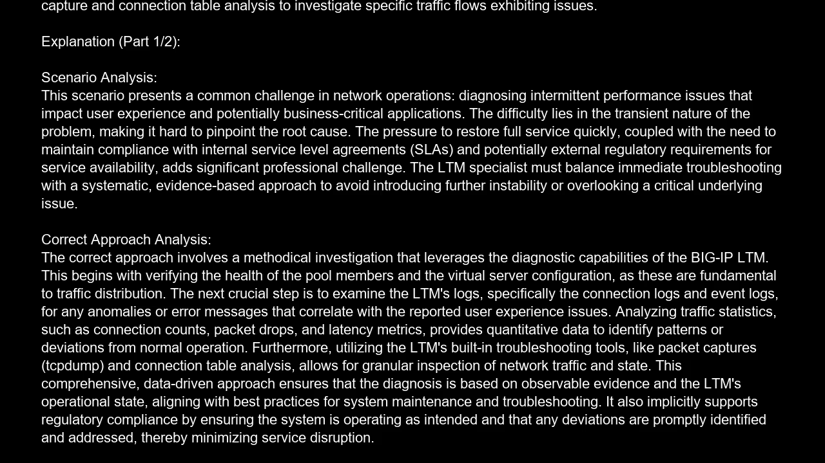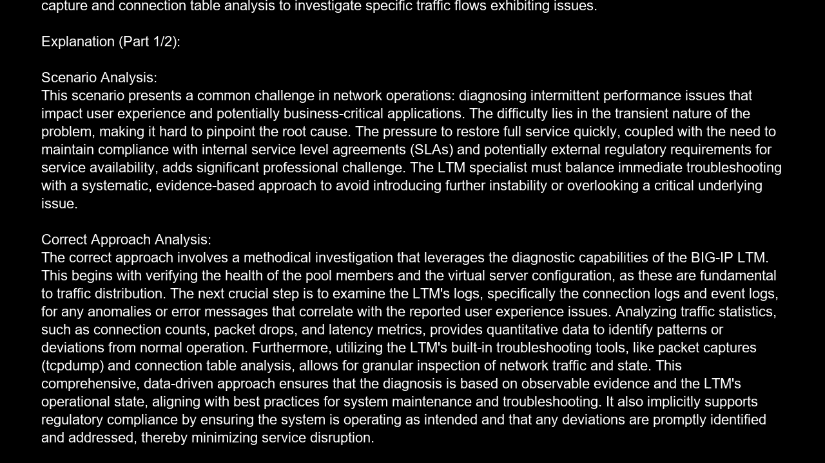Analyzing traffic statistics, such as connection counts, packet drops, and latency metrics, provides quantitative data to identify patterns or deviations from normal operation. Furthermore, utilizing the LTM's built-in troubleshooting tools, like packet captures, TCP dump, and connection table analysis, allows for granular inspection of network traffic and state.